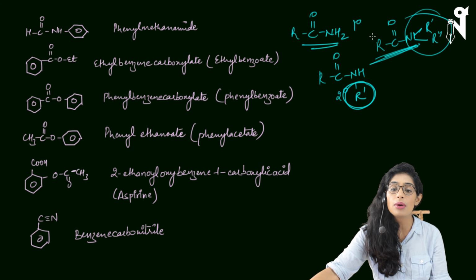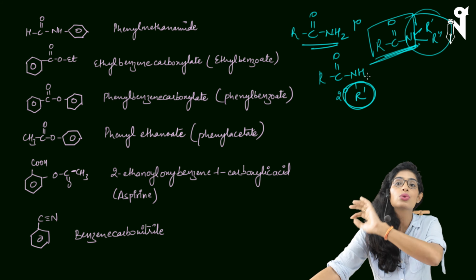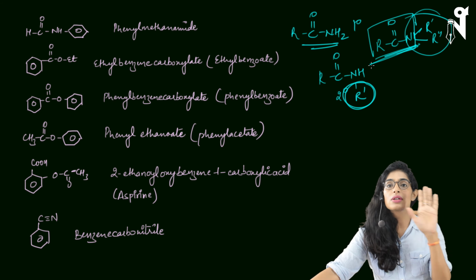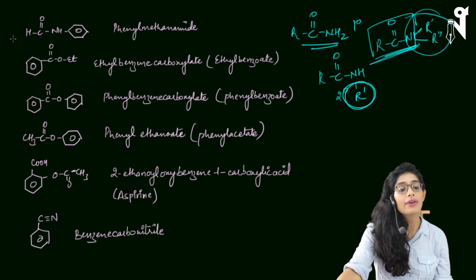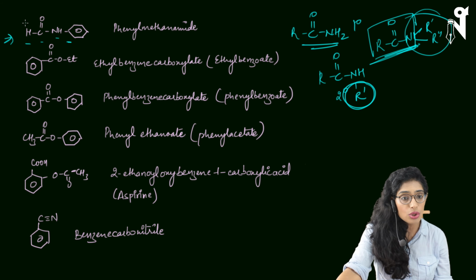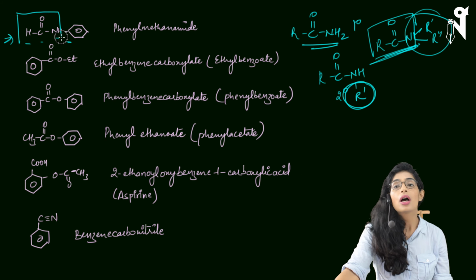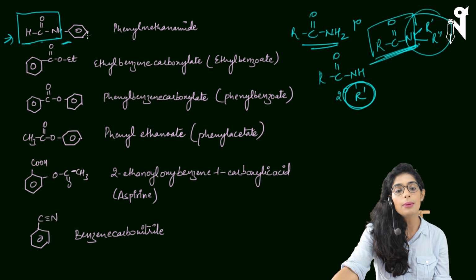So basically, starting from R going till N is going to be your main chain. Whatever is attached to nitrogen is going to be a branch. Whatever is connected to the carbon is going to be the main chain. Look at this compound very carefully. I have HCONH and benzene. Here benzene is attached to nitrogen, hence it will be acting as a branch, whereas my main chain is this. How many carbons? One. So the name is methanamide, and this will be phenyl, so it will be phenyl methanamide.